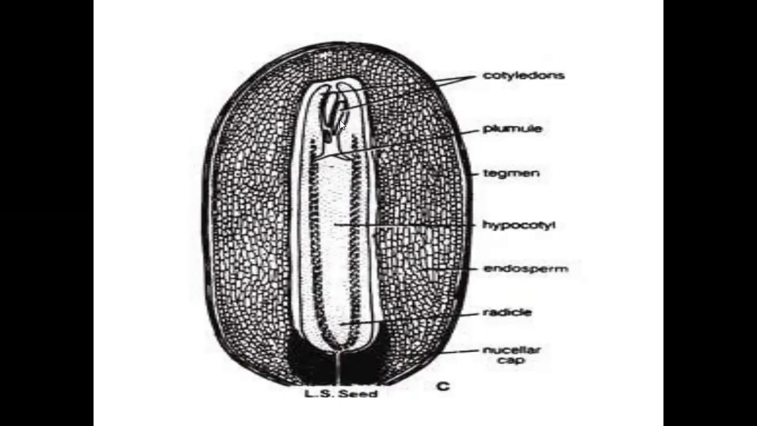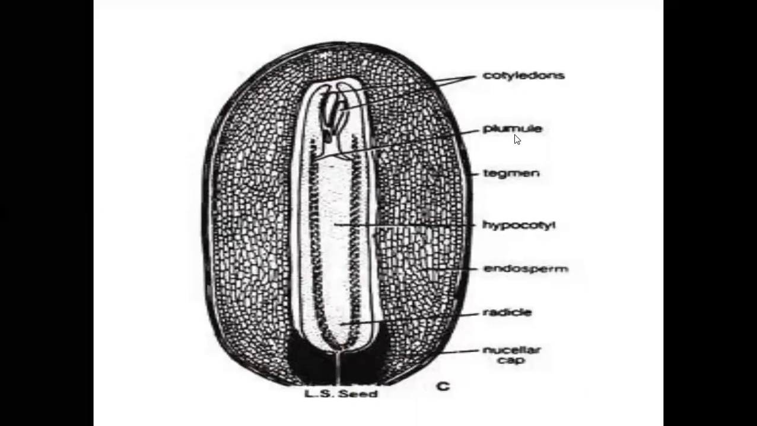Including the plumule, cotyledons are present. In gymnosperms, a larger number of cotyledons are present in the embryo. So the matured embryo contains only two major parts: hypocotyl and epicotyl. Hypocotyl is the root part of the embryo. Epicotyl is the shoot part of the embryo, or the plumule part of the embryo. This is the seed structure of Neatum.